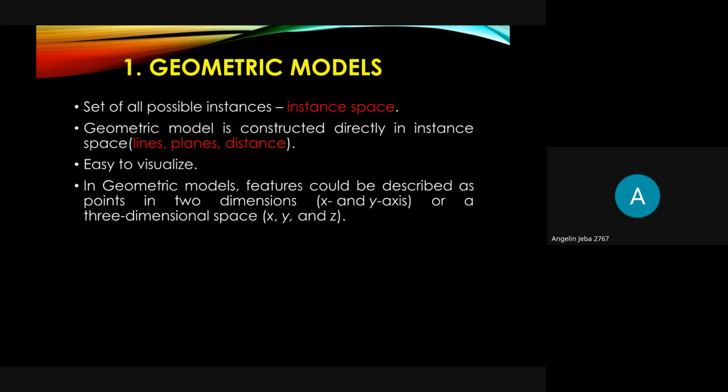Okay. So whatever the probability of getting the output model, it will be represented in lines, that is using two axes, that is x and y axis. It can also be extended by planes, and also we can calculate the distance between two different data points. And here it is easy to visualize, and also it could be described as points in two dimensions, that is x and y axis, or a three-dimensional space, that is planes x, y, z.